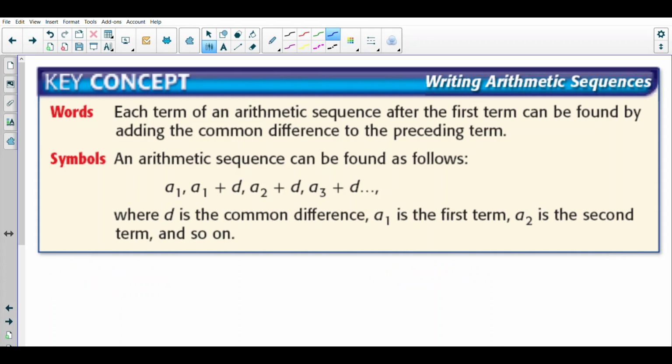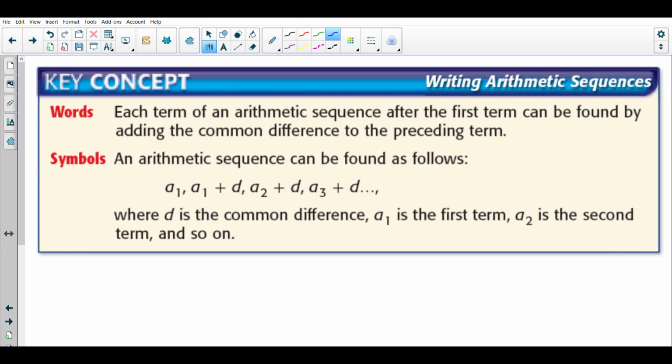All right, so when we write an arithmetic sequence, each term after the first term will be found by adding the common difference to the preceding term. So you start with your first term, a1, and then you add the common difference to the previous term. So a1 plus the common difference, and then the third term becomes the second term plus the common difference, and so on. It just keeps going, and you add to the last term.